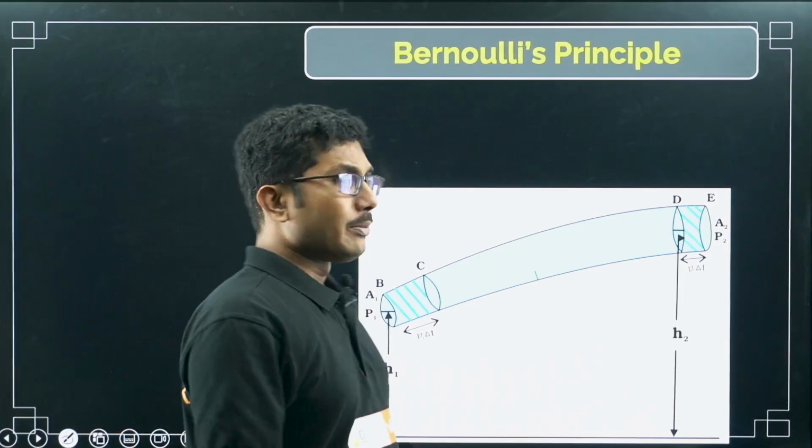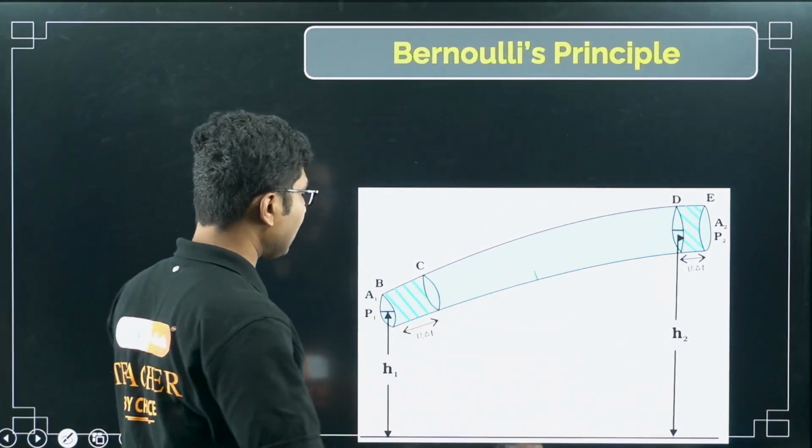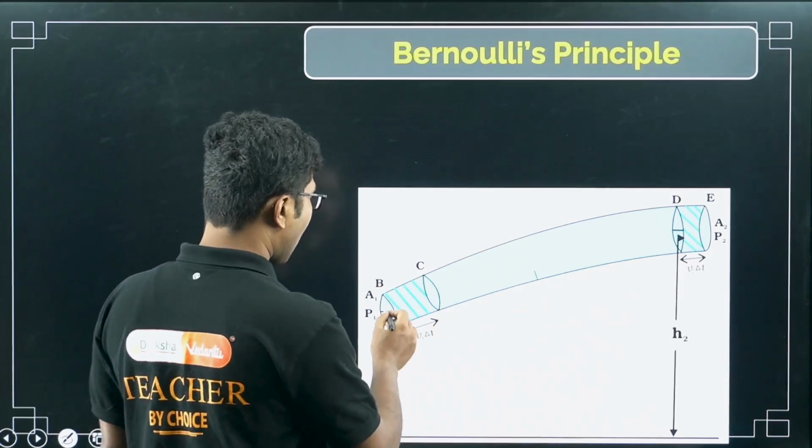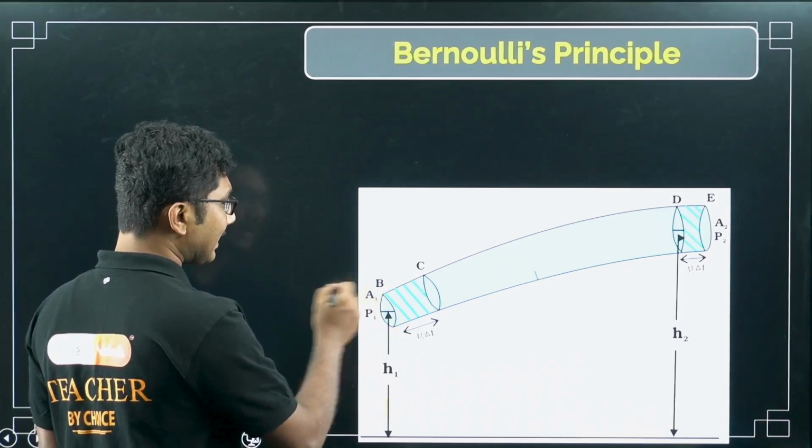Now let's look into Bernoulli's principle. We have a tube like this. The liquid is flowing through this tube. The height of this point is h1, the area is A1.